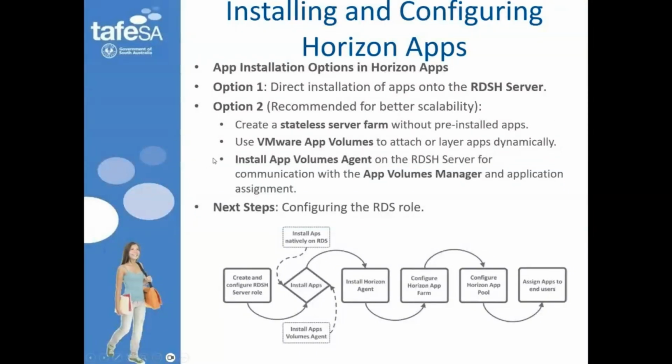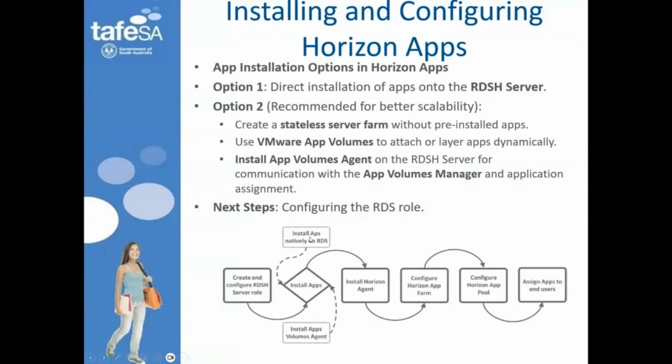We can also use VMware App Volumes to attach layers of apps dynamically. So dynamically means it can be changing. We can install the App Volumes Agent onto the RDSH for communication with the App Volume Manager and application assignment. So the next step is to configure the RDS role. So basically, we create and configure the RDS role. That's our first step.